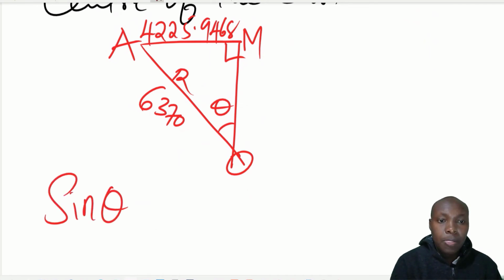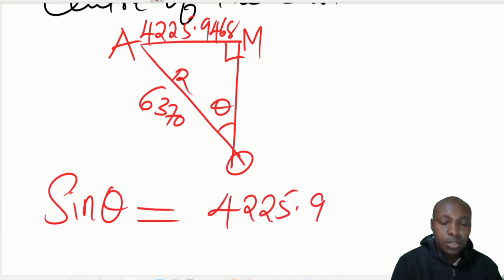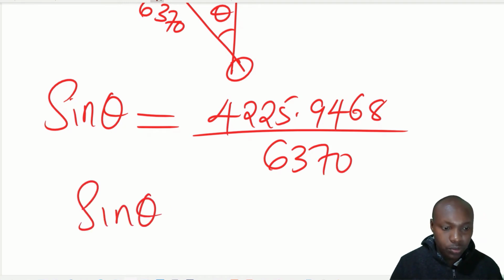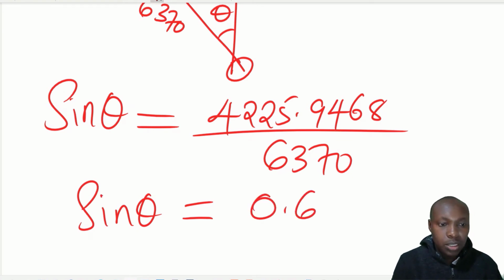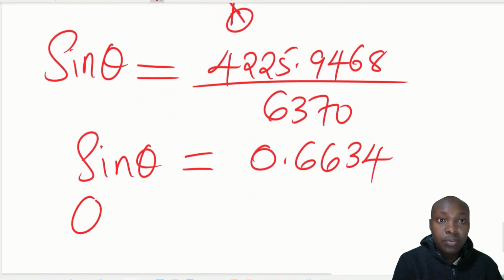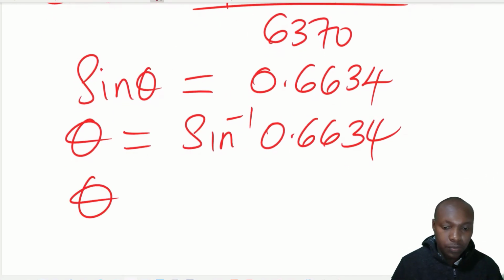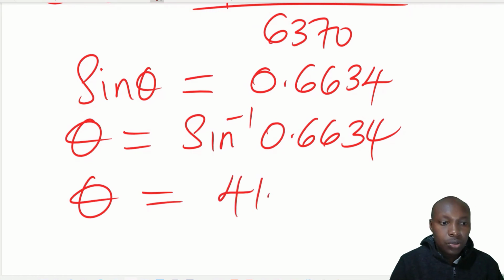Sine is okay. So we get sine of that angle is equal to opposite, which is 4225.9468, divided by hypotenuse, which is 6370. When you do that division, you get 0.6634. And to get now the angle, we need to get the sine inverse of both sides. Sine inverse of 0.6634 will give 41.56. So that is what you get.